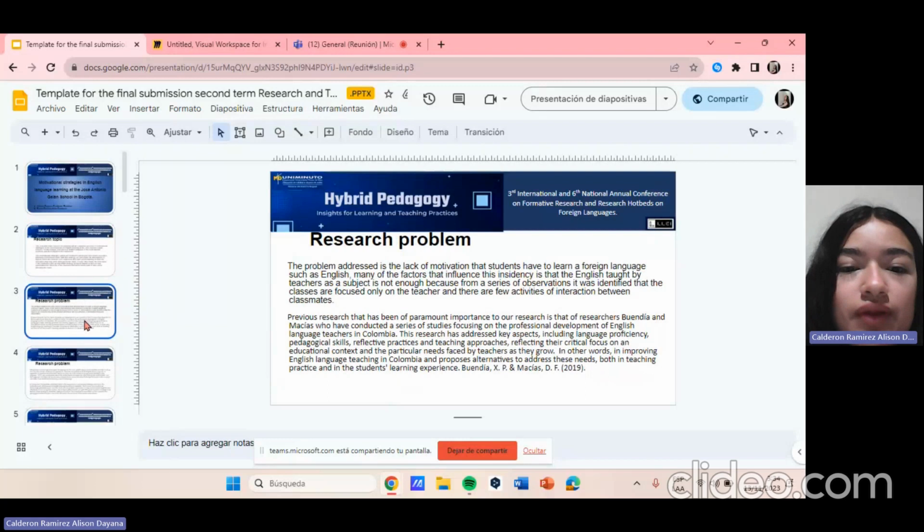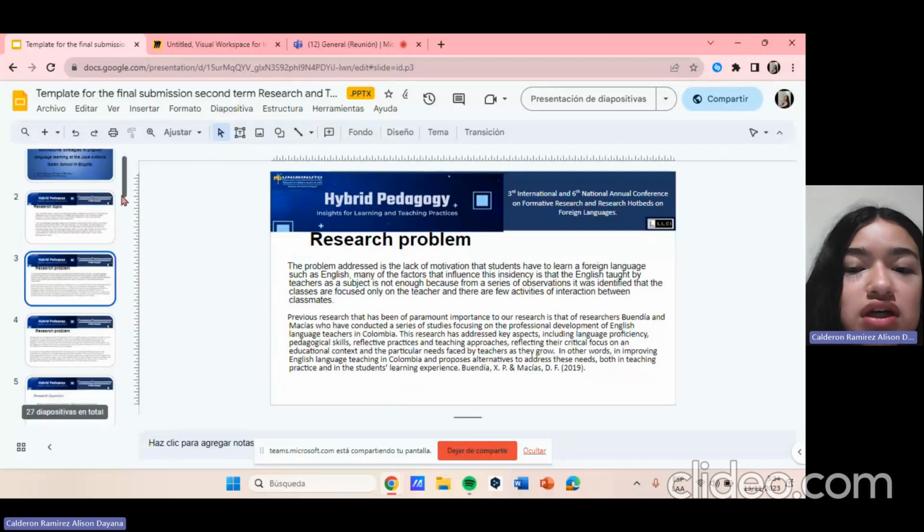Now, our research problem is addressed in the lack of motivation that students have to learn a foreign language, such as English, as you know, and that many factors influence this. English is taught by the teachers as a subject, because from a series of observations it was identified that the class focuses only on the teacher and a few activities of interaction between classmates.